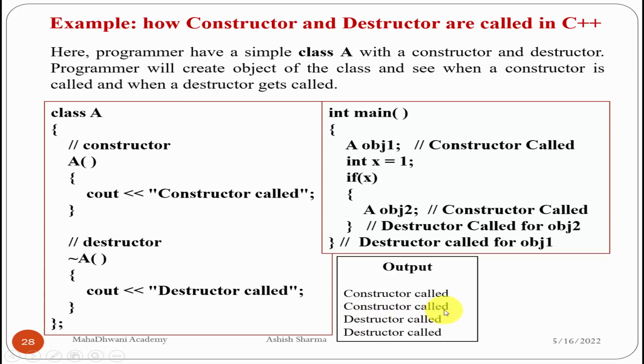The constructor message is shown because we have used the cout statement. Whenever object 1 is created, it will call the constructor. Whenever object 2 is created, it will again call the constructor. Whenever object 2's scope is over, the destructor will be called. Whenever object 1's scope is over, the destructor is called again. So we should remember that when the object scope is over, the destructor is called.